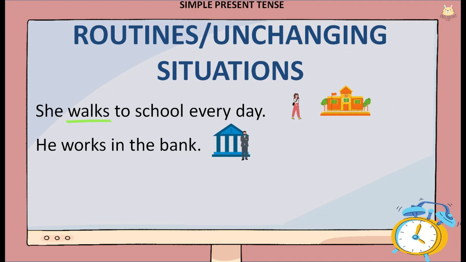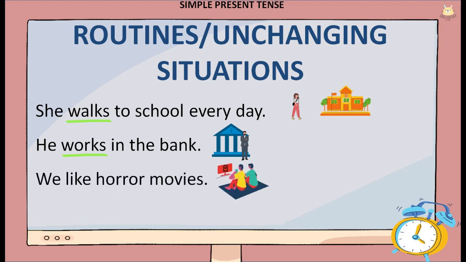Next, he works in the bank. In here, for occupation or when we talk about work, we do not change jobs every single day. We do our job or we have our job for a longer period of time. So this is an example of an unchanging situation. Next, we like horror movies. The same with the second example. Our preferences do not change every single day. Most of the time, it runs for a long period of time.